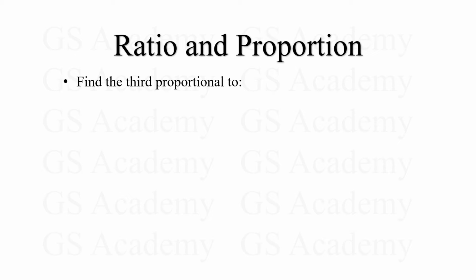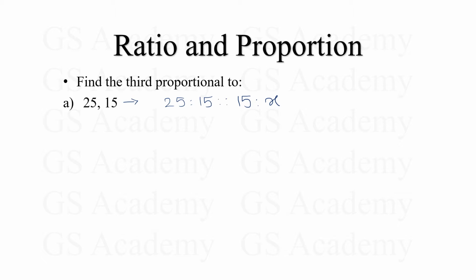In this video, we are going to study remaining questions related to proportion. Find the third proportional to. First question is 25, 15. So here we will write it down as: let the third proportional to 25, 15 be x. So this can be written as 25 is to 15 as 15 is to x.